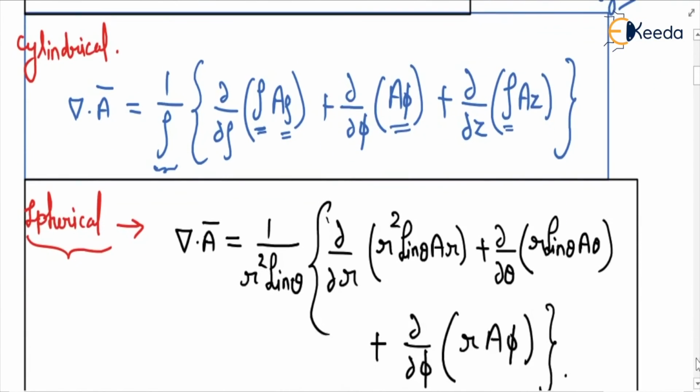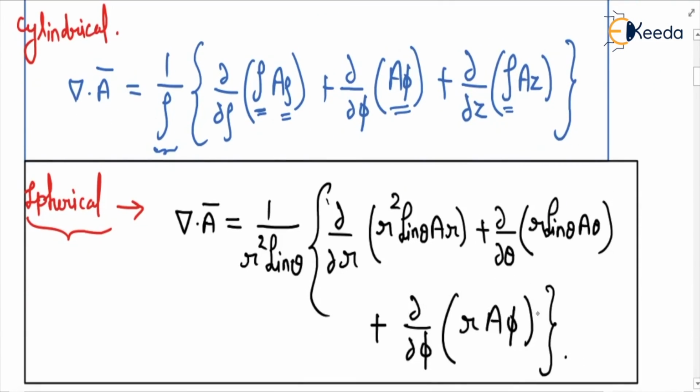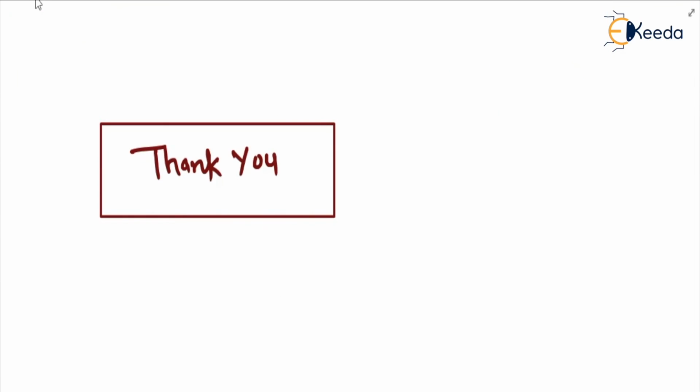And in the spherical coordinate system, the formula is 1 upon h1 h2 h3. When we take the product of all these three values, it will be r squared sine theta. Del over del r of r squared sine theta A r, where Ar is the component in the r direction, plus del over del theta of r sine theta A theta, plus del over del phi of r A phi. So thank you, students.